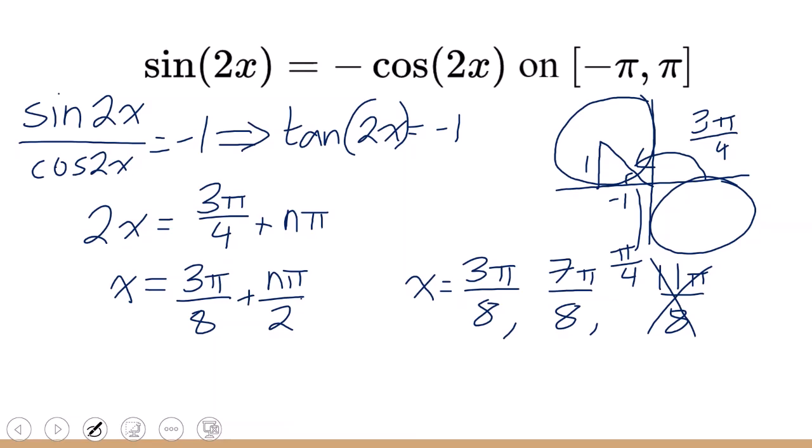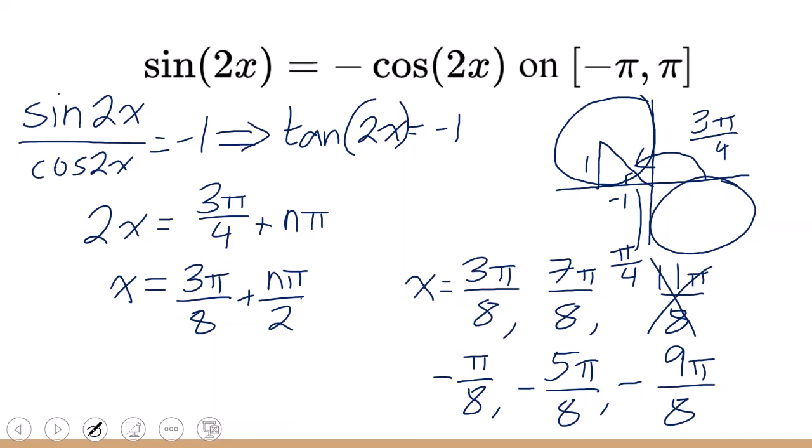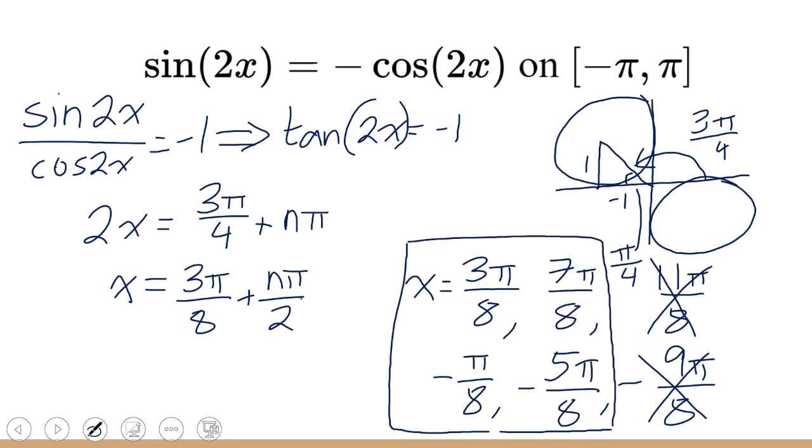Let's now go to the negatives. So if I were to minus pi over 2, I would get minus pi over 8. If I continue going on, I have minus 5 pi over 8. And then minus 9 pi over 8. Again, here I see this exceeds minus pi, so this is not possible too. So then that means all the possible solutions are here. Okay. So I have four possible solutions on this interval such that sine 2x is equal to minus cosine 2x.